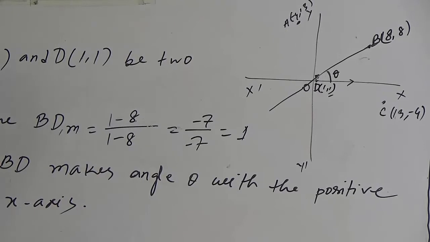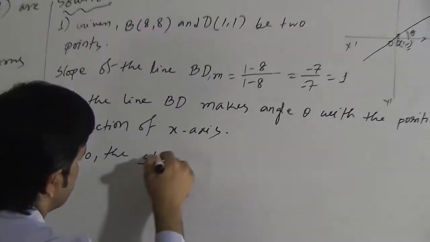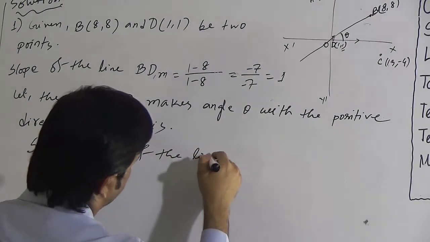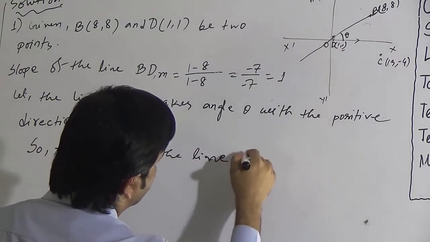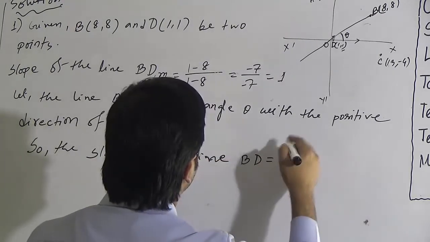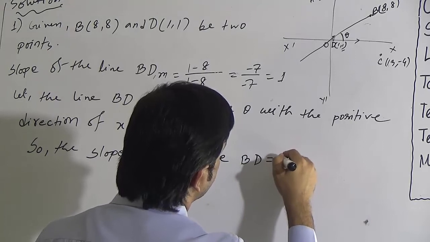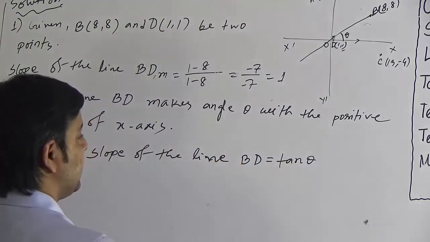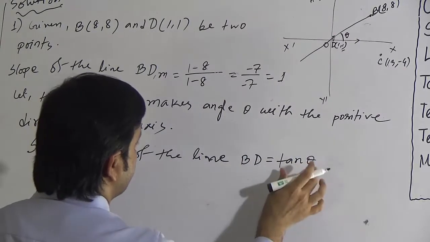So the slope of the line, slope means the tangent of the produced angle. So we can write, the slope of the line BD will be equal to the tangent of the angle theta. So we can write tan theta.